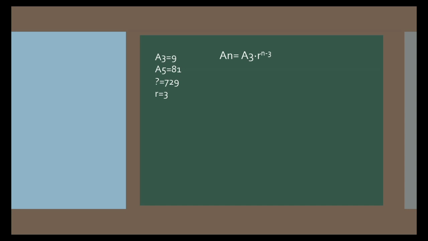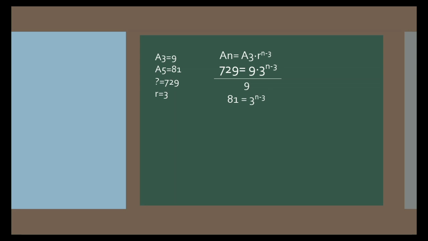Isa-substitute na natin yung mga given, at ito ay magiging 729 is equal to 9 times 3 raised to n minus 1. Divide both sides by 9 para yung n na lang matitira sa kabilang side ng equation, and this will result to 81 is equal to 3 raised to n minus 3.